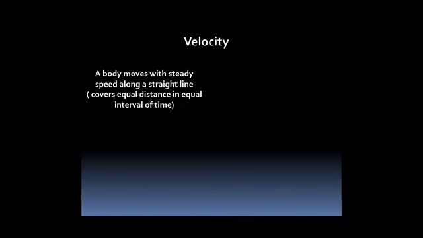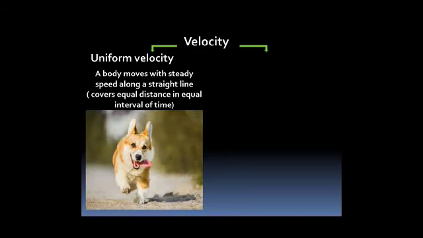In the previous video, we have understood what is velocity and what is speed. Now let us understand velocity a little bit more. If a body is moving with steady speed along a straight line, that is, it covers equal distance in equal interval of time, then that is called as uniform velocity. For example, look at the dog. It is running along a straight line with a constant speed. Then it is moving with uniform velocity.